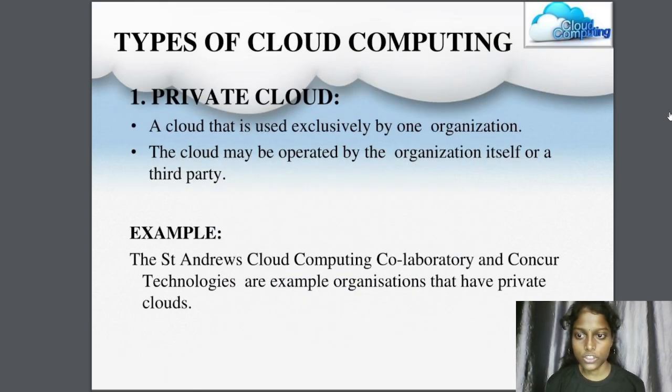Now the types of cloud computing. Let's look at firstly the private cloud. The name itself tells you that restricted access is there. It is used exclusively by one particular organization, and the cloud may be operated by the organization itself or a third party. Examples are Hantu's cloud computing collaborative and Concur Technologies.